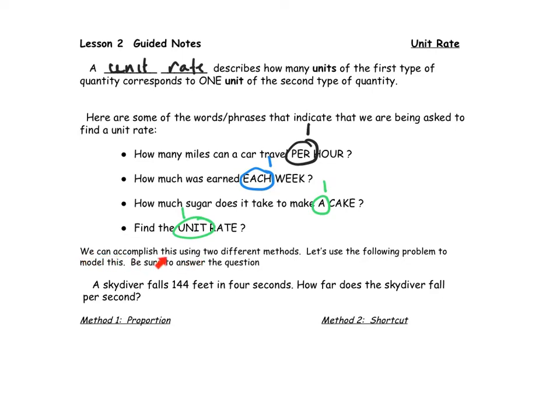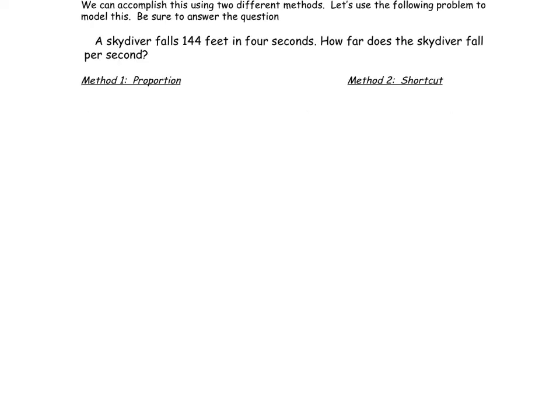We can accomplish finding the unit rate by using 2 different methods. So let's use the following problem to model this. And remember, at the end, we want to be sure to answer the question. So let's read through the question. A skydiver falls 140 feet in 4 seconds. How far does the skydiver fall per second?